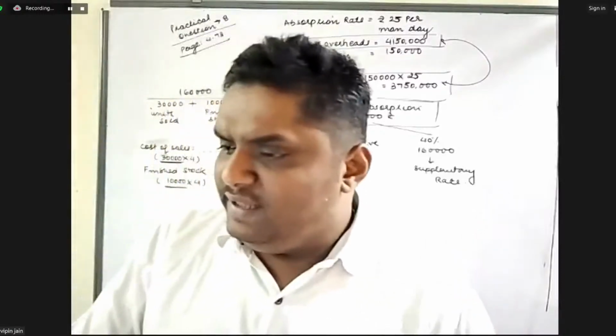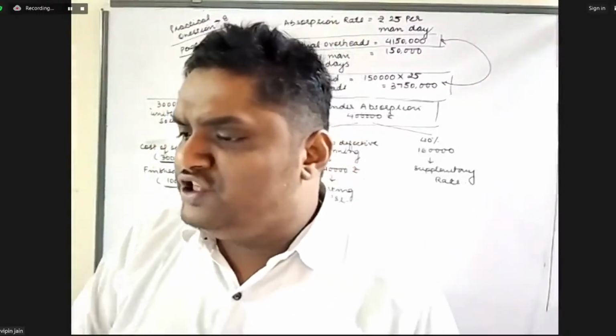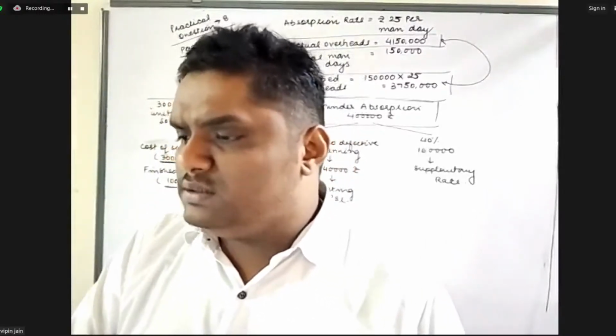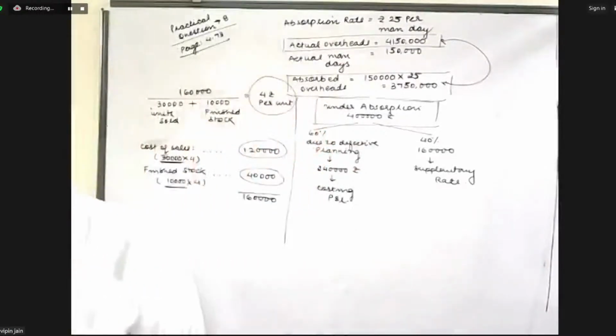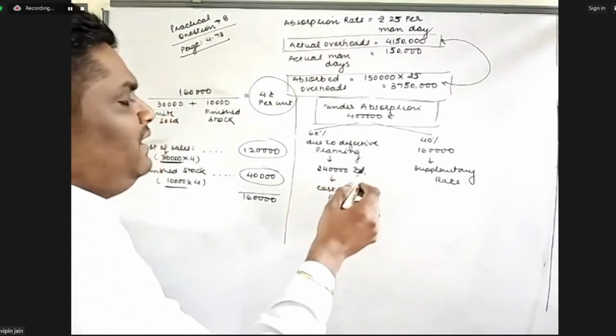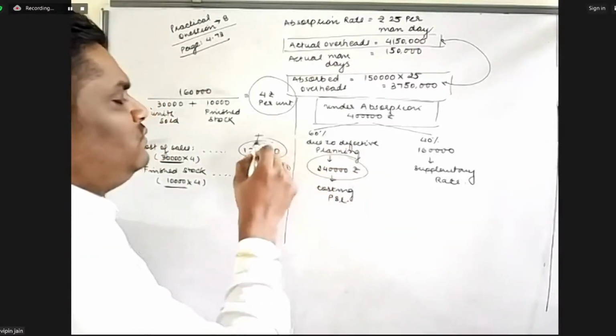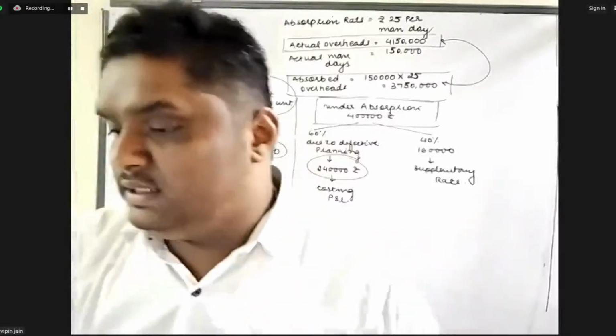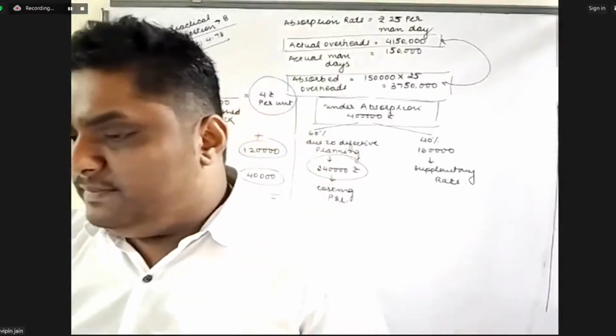Any doubts? Preeti Khetan, Sushil Kumar, Vijay Raghavan, Amit Biswas. So the total amount to be transferred to costing P&L is 2,40,000 plus 1,20,000, 3,60,000. Very good, Preeti.